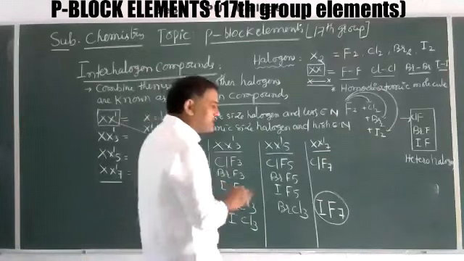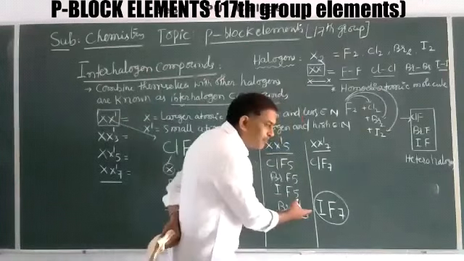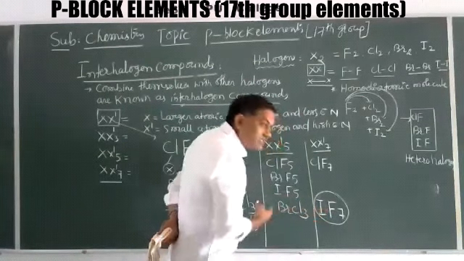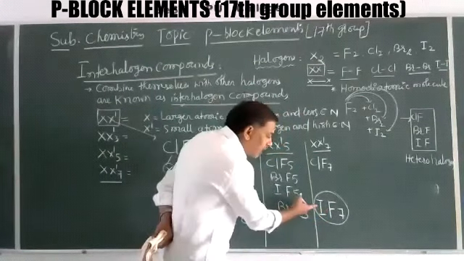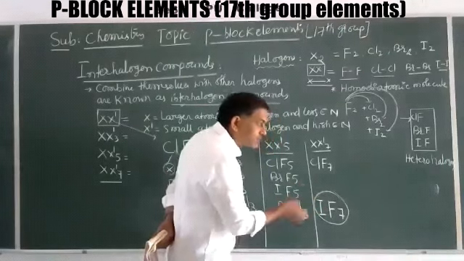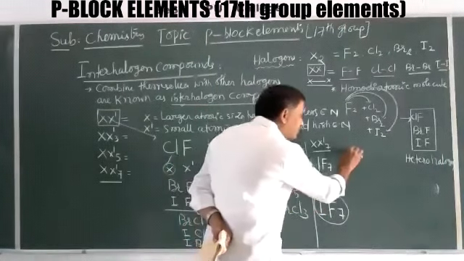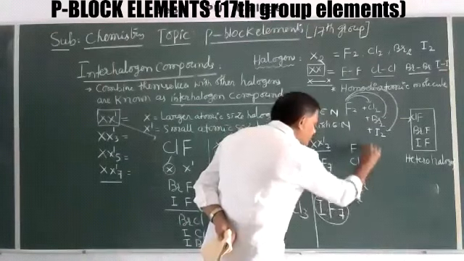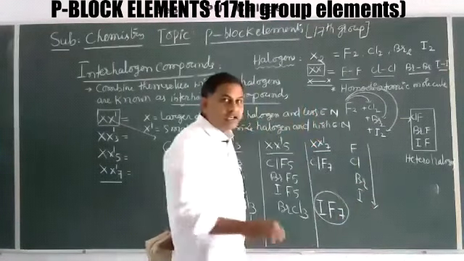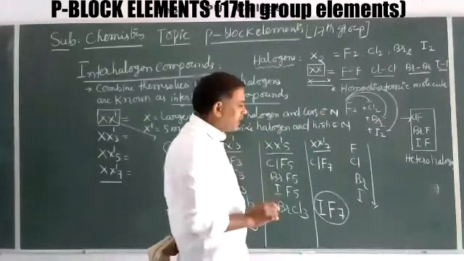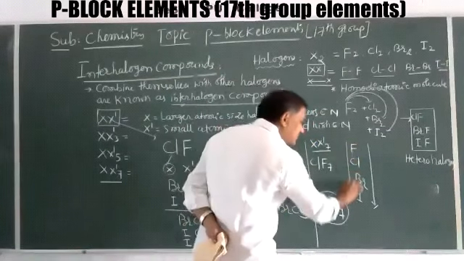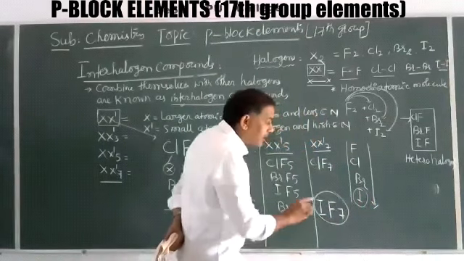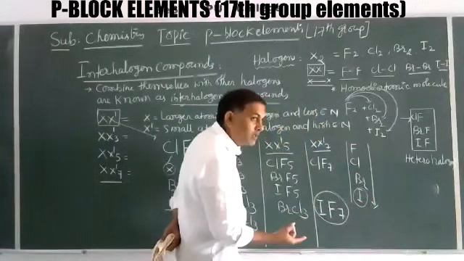Now here in this case, one important point is there is a large difference in their sizes. Iodine and fluorine have a large difference in atomic size, because in fluorine, chlorine, bromine, iodine, the size increases from top to bottom. Now here in interhalogen compounds, the atom ratio also increases.